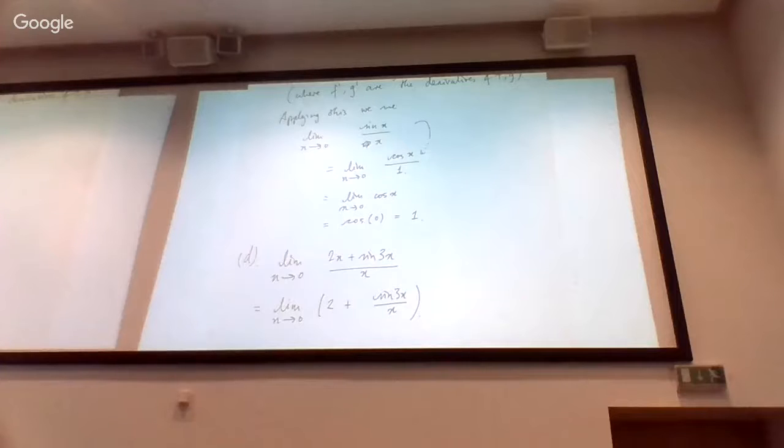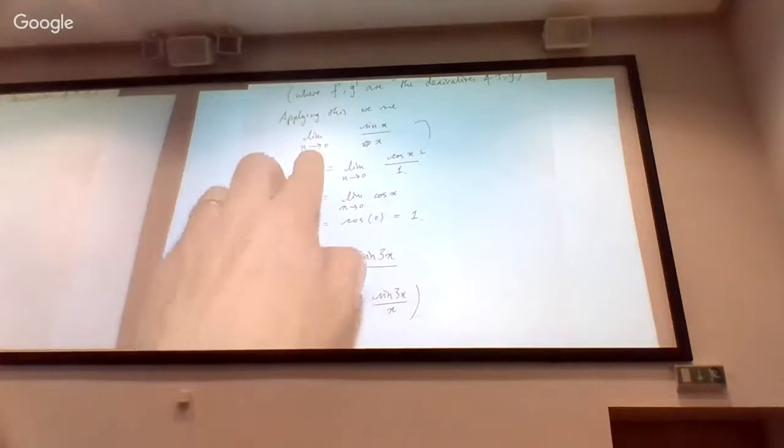Obviously the limit of the 2 part is just going to be 2. But what about the sine 3x over x? Remember, the result talks about the limit of sine of something divided by that same something. That's not quite what we see there. We've got sine of 3x divided by x. So the argument of the sine is 3x, but the denominator is just x. We need to make them the same in order to quote this result.